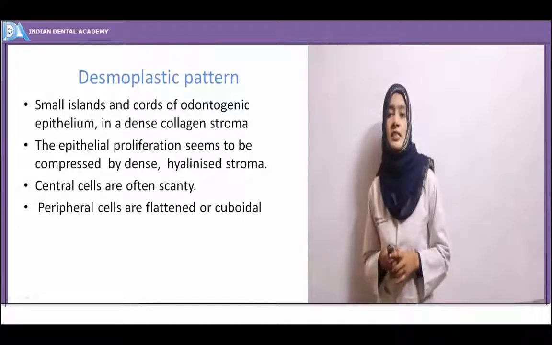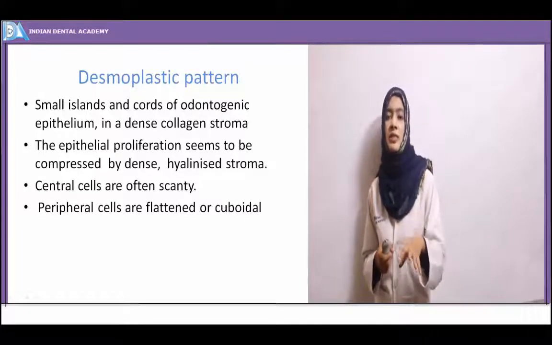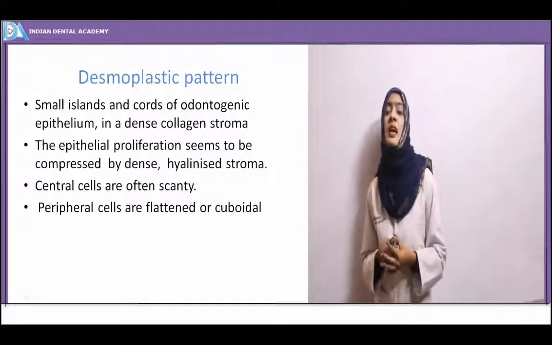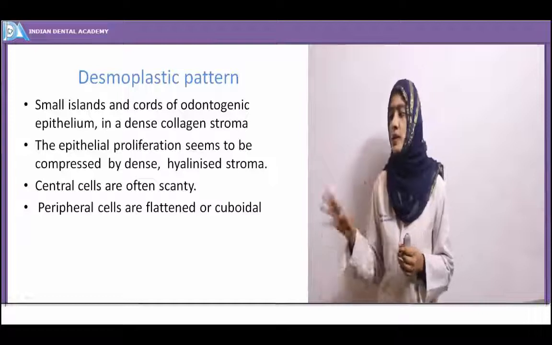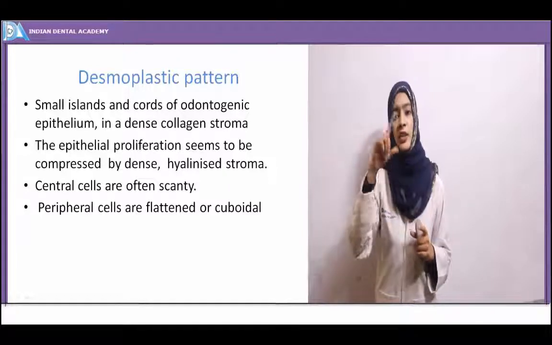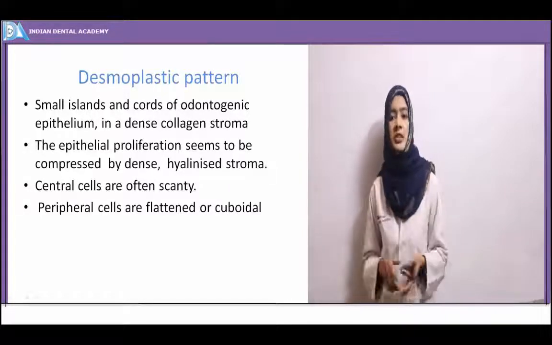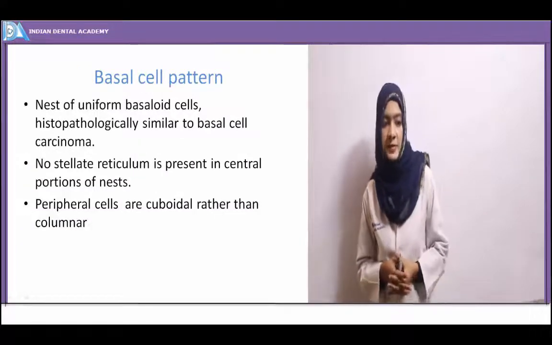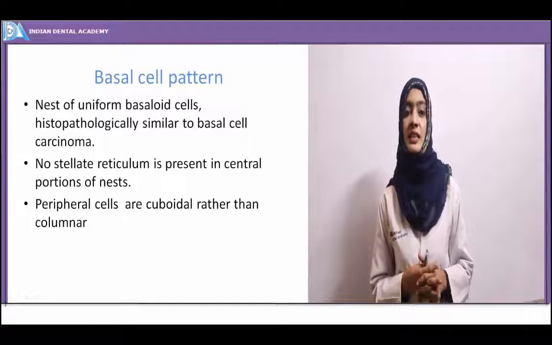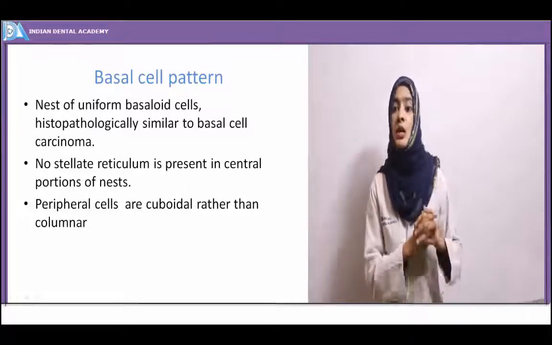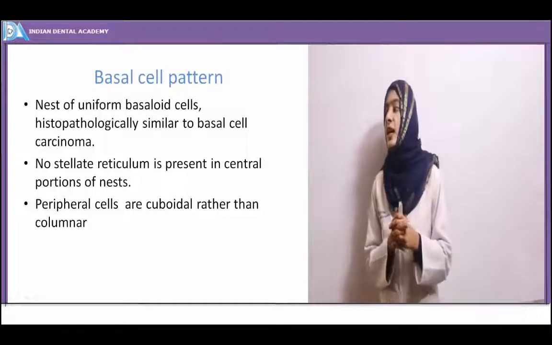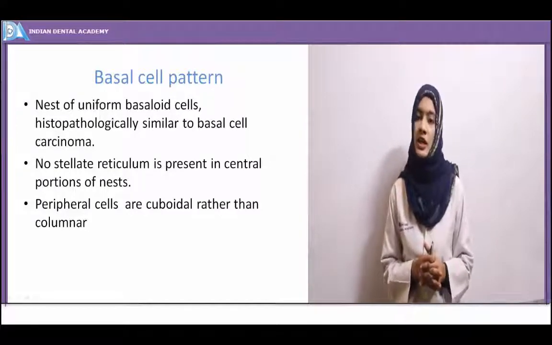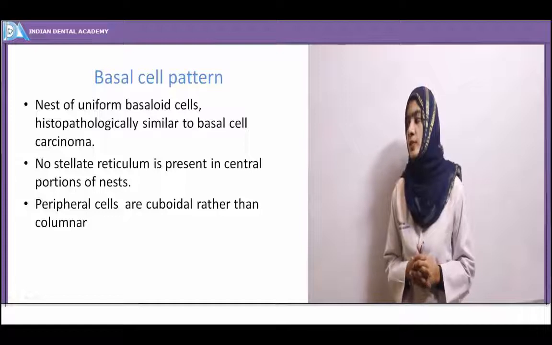Okay, the central cells, the stellate reticulum cells, are very few in number or just scanty, and the peripheral cells, until now they were tall columnar, but here in the desmoplastic pattern, instead of being tall columnar, they become flat or cuboidal cells. And the basal cell pattern is characteristic in that it bears resemblance to the basal cell carcinoma. The tumor cells are arranged in uniform nests of basaloid cells. Histopathologically, it is similar to the basal cell carcinoma.